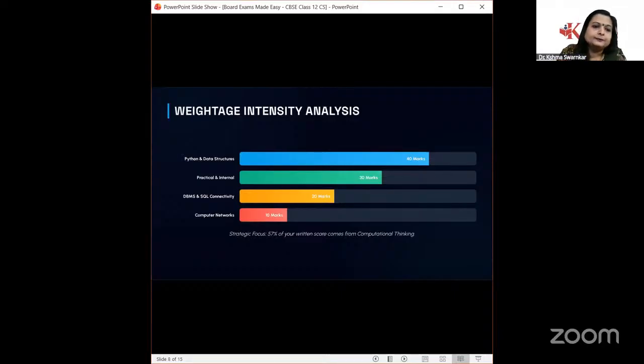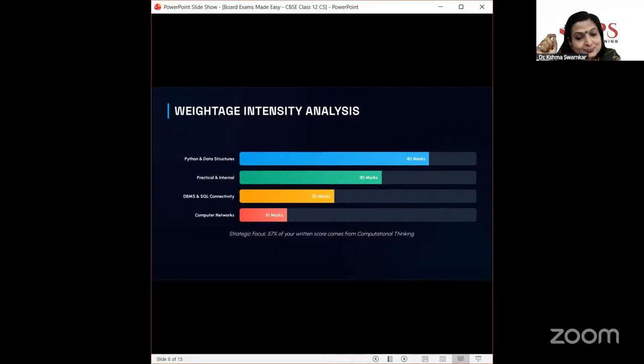Now here is the weightage intensity. The first one, what is the topic over there? That is Python and data structure. Python and data structure, because this chart basically shows where the return on investment is. Just like a return, whatever weightage is given, you will be able to get good marks.